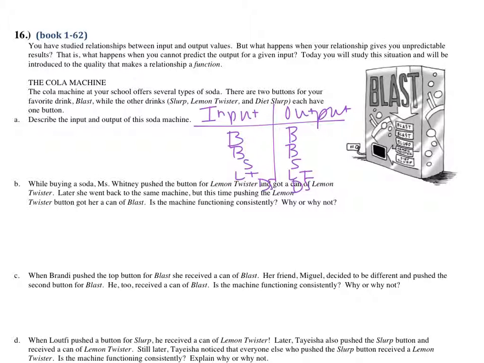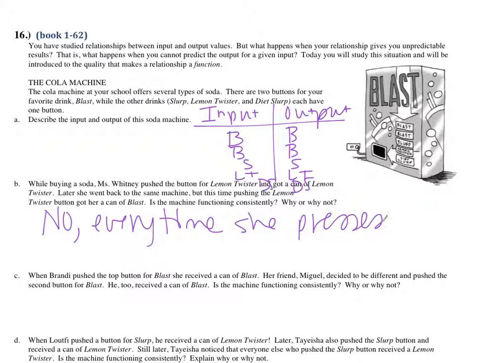Part B, Miss Whitney pushed the button for lemon twister and got a can of lemon twister. She went back, pushed the button for lemon twister, and got a can of blast. Is this functioning consistently? This is going to be a no. Every time that she presses lemon twister, she should get lemon twister. It needs to be consistent. So I'm going to abbreviate LT for lemon twister. She should get lemon twister.